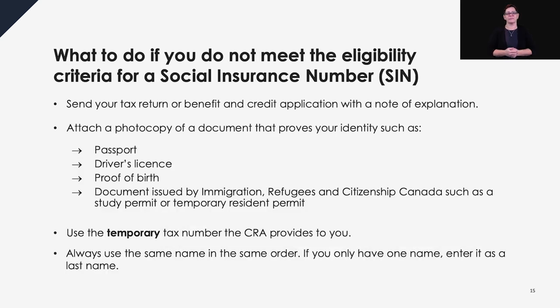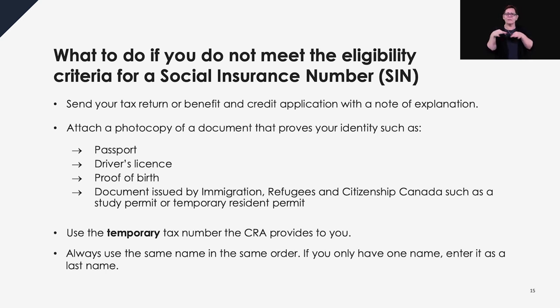If you or your spouse or common law partner don't meet Service Canada's eligibility criteria for a SIN, you can still file an income tax and benefit return and apply for some benefits and credits with the CRA. To do so, send us your tax return or benefit and credit application with a note explaining why you or your spouse or common law partner cannot get a SIN.